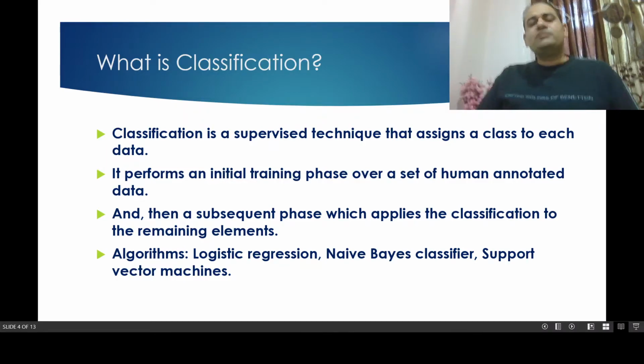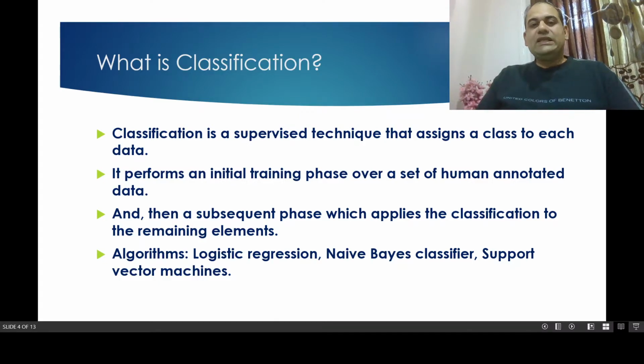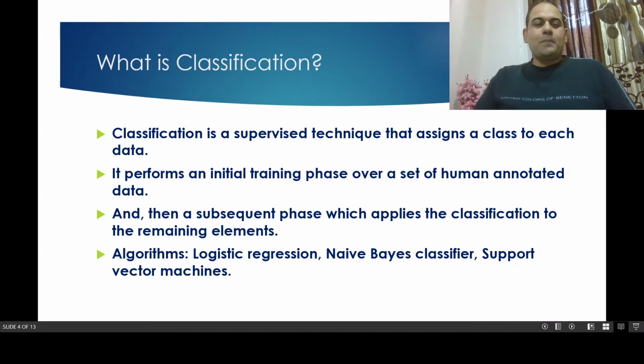The main algorithms that we use in these methods are logistic regression, naive Bayes classifier, and support vector machines, specifically for anomaly detection. The other algorithms that we can use here are k-nearest neighbor, and one of the very common and natural forms of algorithm is decision tree classification as well.